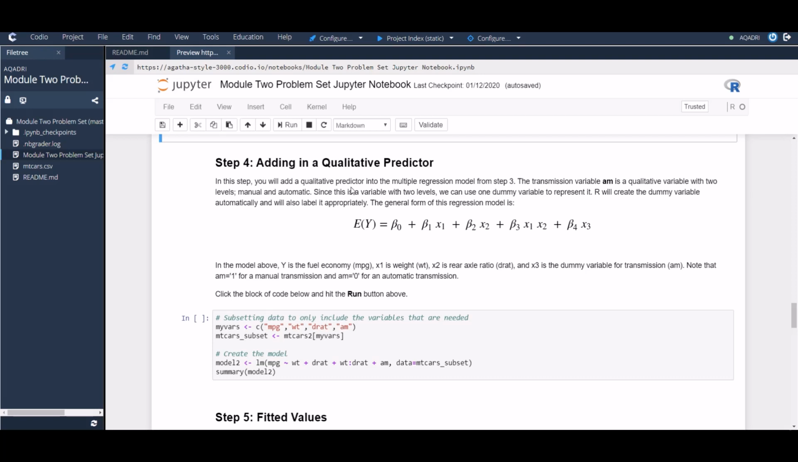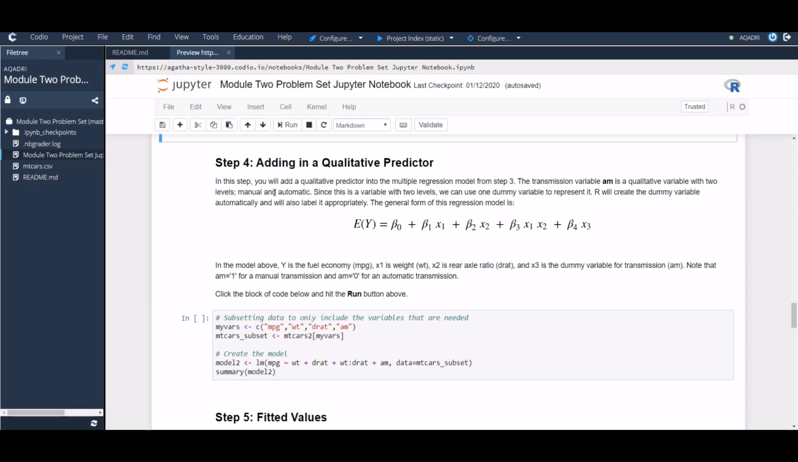We have not considered qualitative predictors that are factors. So for example, in this data set, the transmission variable AM is a qualitative variable with two levels, manual and automatic transmissions. So clearly these are not numeric variables. They are kind of like identifiers that identify a manual transmission and automatic transmission. So how can we use qualitative predictors in our regression model?